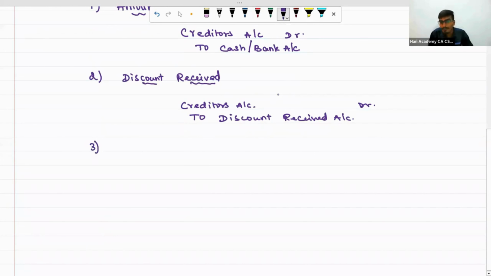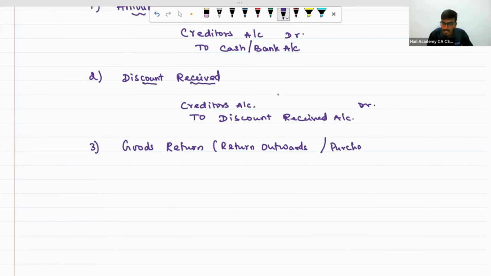Third one, due to some damages, I may return the goods. That is, the goods may get returned. That return we will call return outward, alternatively called purchase return. They will play with the words.